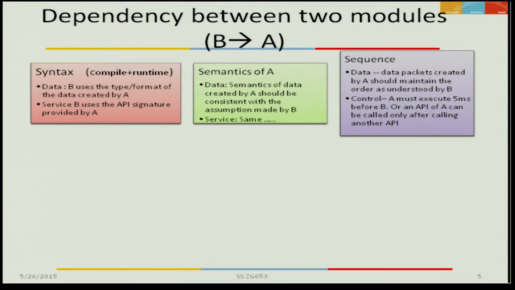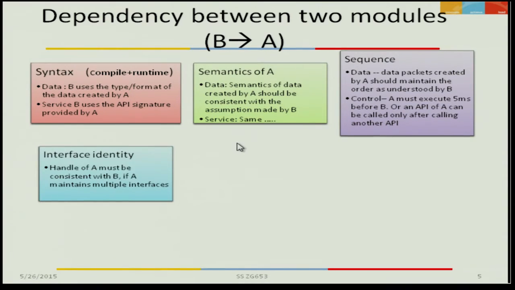Control sequence is that A must execute, let us say, 5 milliseconds before B, and there could be scenarios where unless A is executed 5 milliseconds before B, the execution of B is going to be wrong. So that creates a dependency between A and B. In fact, B would be dependent on A in that sense. Or an API of A can be called by B only after calling some other APIs. That's also a sequence kind of dependency.